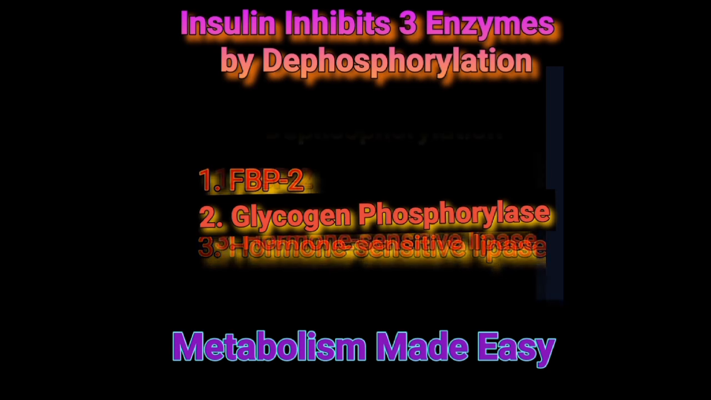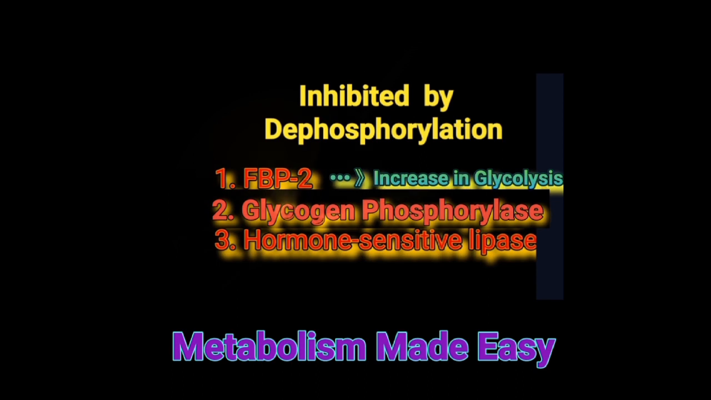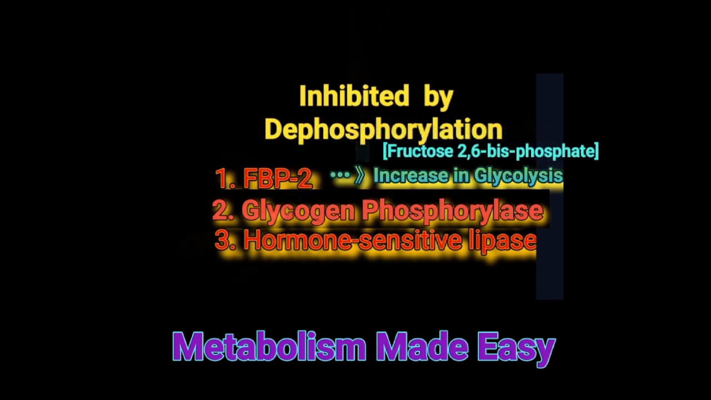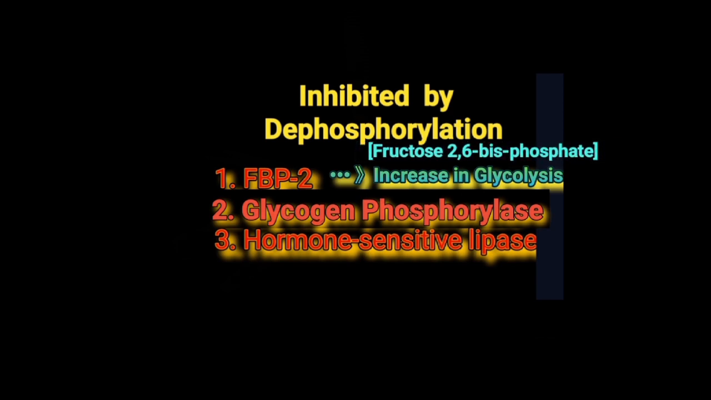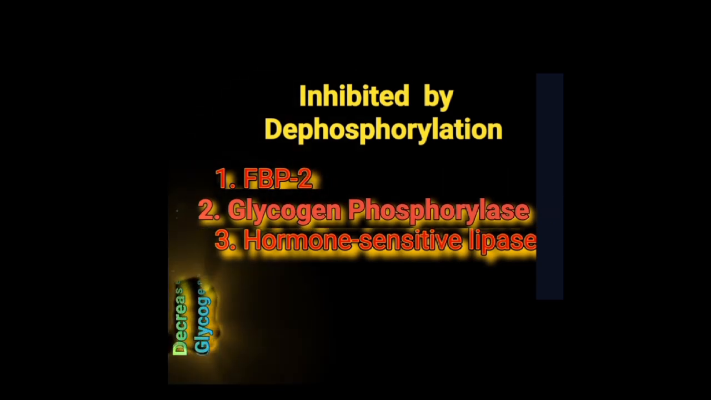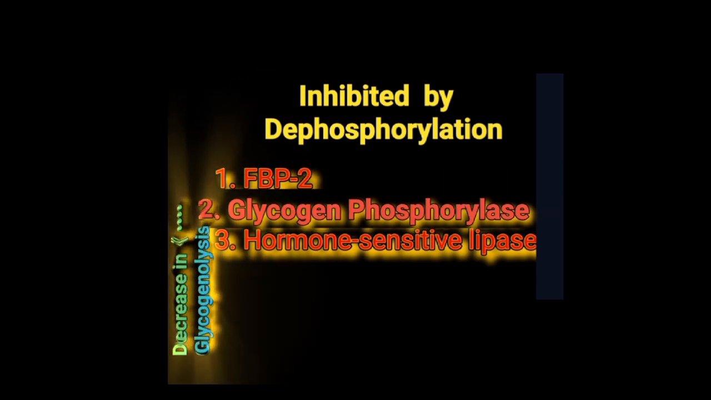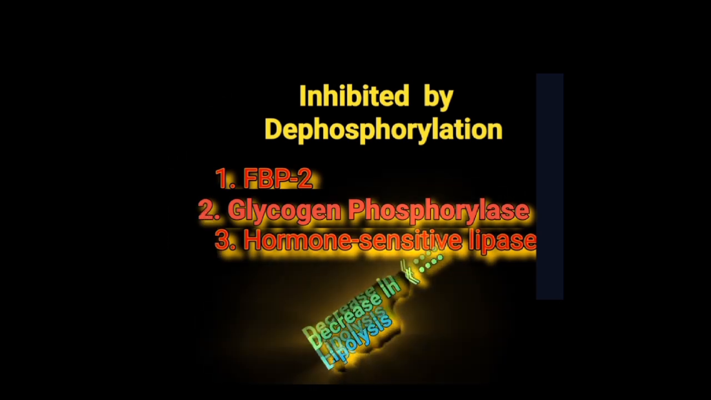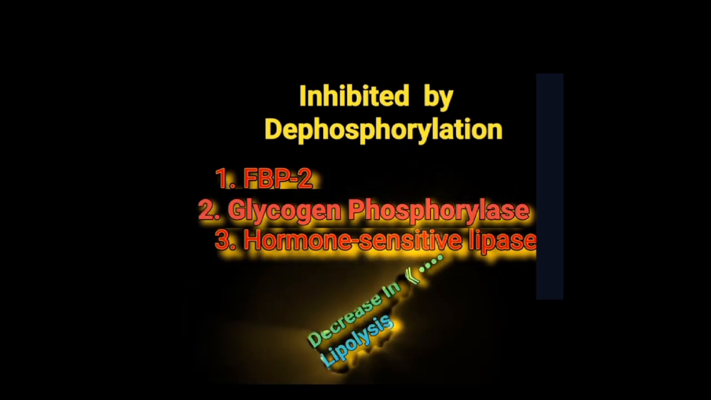Inhibition of fructose bisphosphatase allows the accumulation of fructose 2,6-bisphosphate required for activation of glycolysis and PFK1. Dephosphorylation of glycogen phosphorylase inhibits it and inhibits glycogenolysis. Dephosphorylation of hormone-sensitive lipase inhibits lipolysis of stored triacylglycerols in adipose tissue.